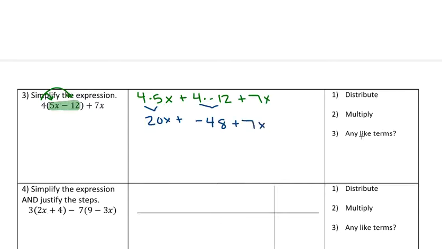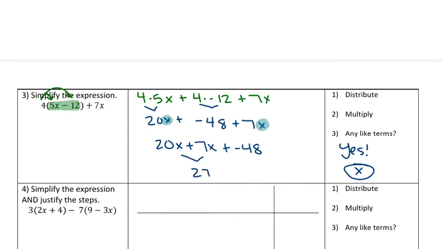So now are there any like terms? Well, indeed, there is this time. I have an x here and an x here. So the answer is yes. We have x's. Okay, so I'm going to put those by each other. I can use my commutative property. So I can do 20x plus 7x, then plus negative 48. So 20 plus 7 is 27x plus negative 48.